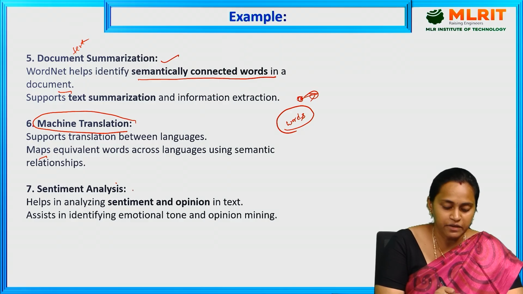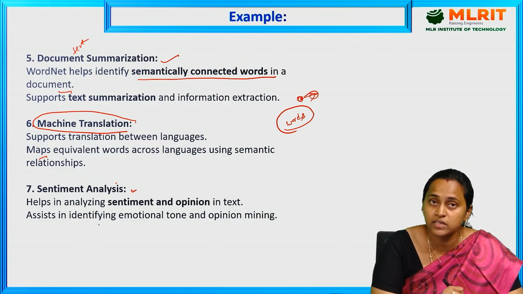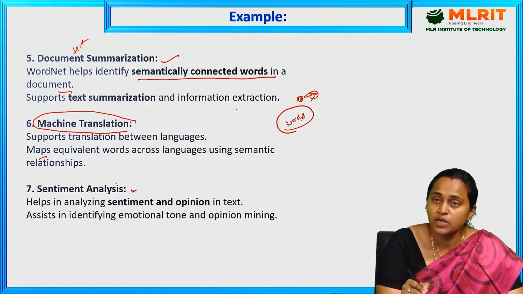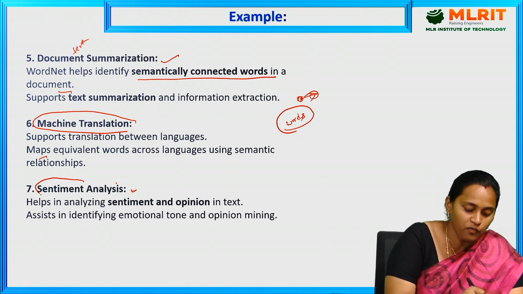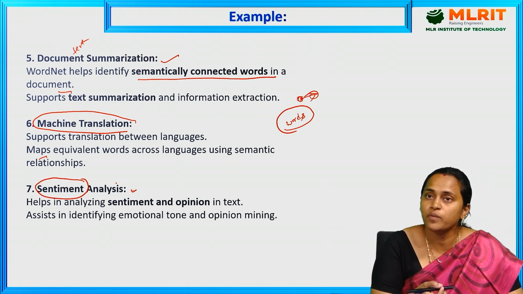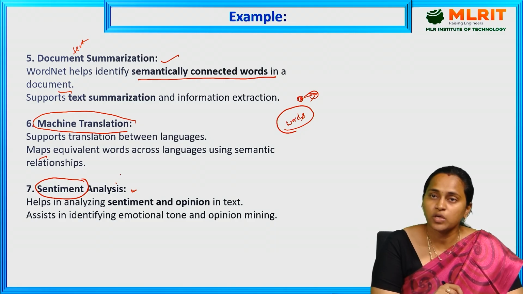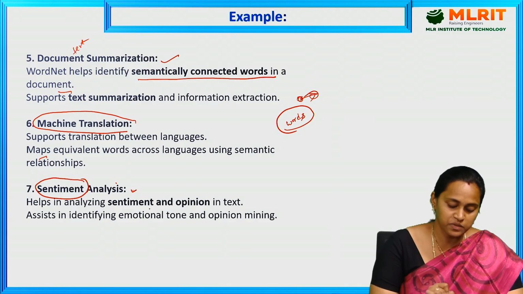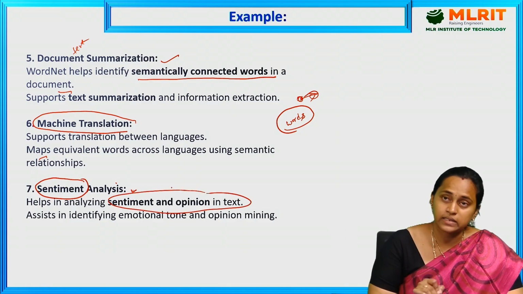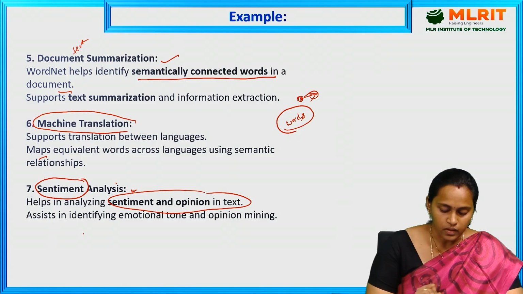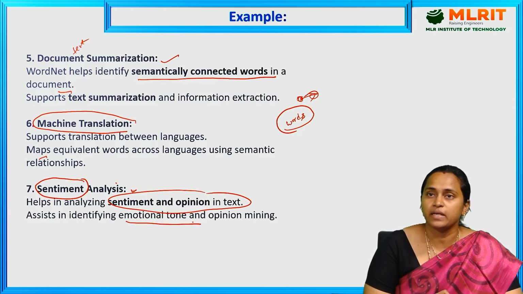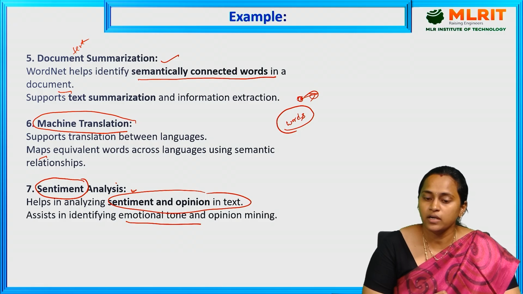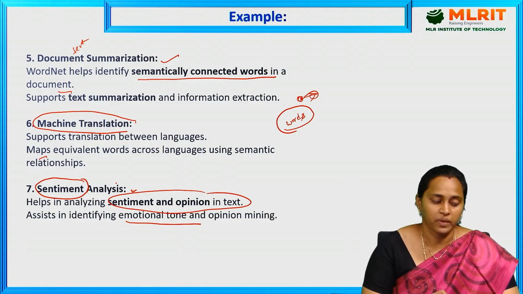Let's see the next one, sentiment analysis. What is the meaning of sentiment analysis here? We have to find out the emotions of humans. For this purpose, we are using the WORDNET database. The WORDNET database contains sentiment words also, such as happy, sad, and angry. These types of words are also available in WORDNET. For this purpose, we are using the WORDNET in sentiment analysis. It helps find the sentiment and opinion of the text. It is displayed in text format. Here see the emotion, tone and opinion meaning. It is displayed in an emotion mode and in text format, not in document format.